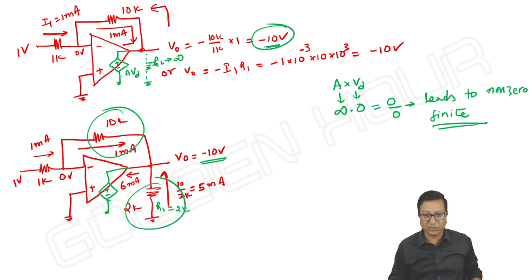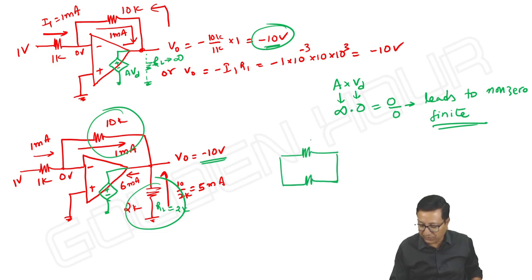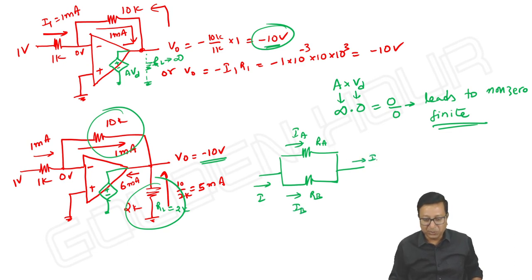Two different circuits. See, when do you say two resistors are parallel? Say it is RA and it is RB. Here I can comfortably say these two are parallel. I is the current coming, and this current splits into IA and IB, and again IA and IB join together and it is I. Do you see such a scenario here? No.